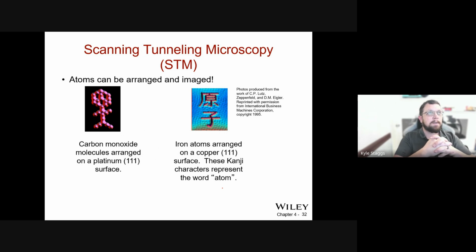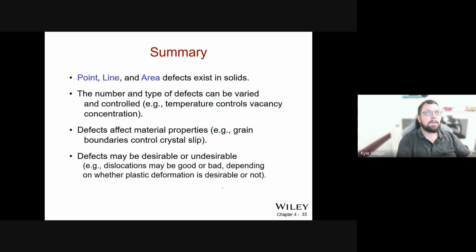but there's a scanning tunneling microscope that can do imaging. So there's a person here made up of carbon monoxide molecules arranged on a platinum surface with a 111 orientation, and then iron atoms arranged on a copper surface that are meant to represent the term atom. So this is stuff that has existed, but it's very fine controlled work.